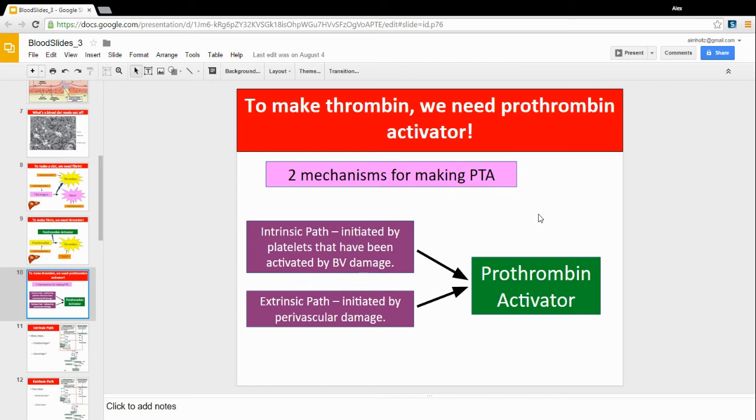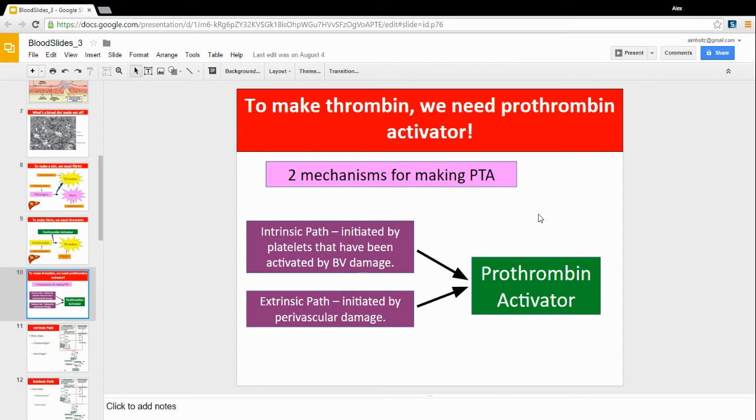vessel, all right? So remember, when platelets get turned on, they start releasing chemicals, and some of those chemicals help create prothrombin activator. Meanwhile, prothrombin activator is also made via the extrinsic path. This is initiated by perivascular damage. Peri, around, so vascular, blood vessel, so things around the blood vessel. So tissue cells around the blood vessel, when they're damaged, they contribute to prothrombin activator. Now, if you're going to damage a blood vessel, you're going to damage both it and the surrounding tissue. So these paths are always going to be happening together in your body.